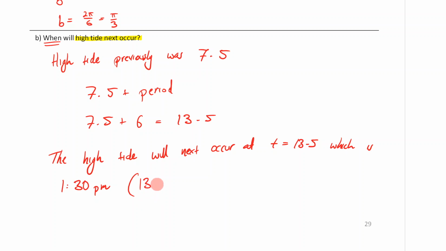You could write 13:30 like that, which is 24-hour time. So either one of those would be an acceptable answer, but just make sure that you're being very clear that the high tide will next occur at t is equal to 13.5, which is 1:30 p.m. 13:30.